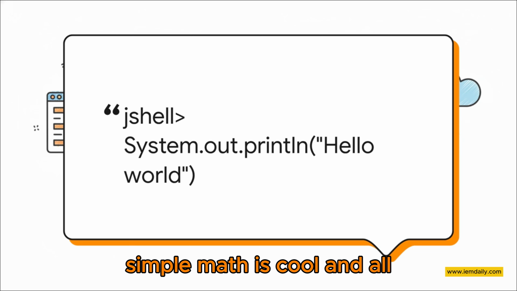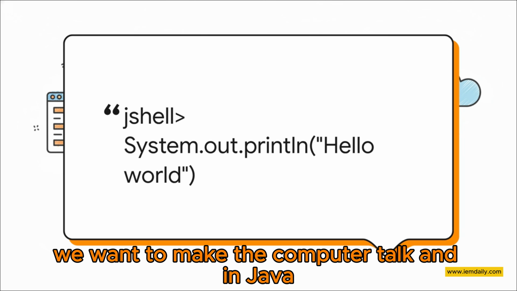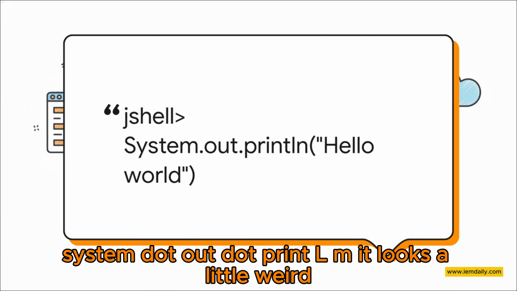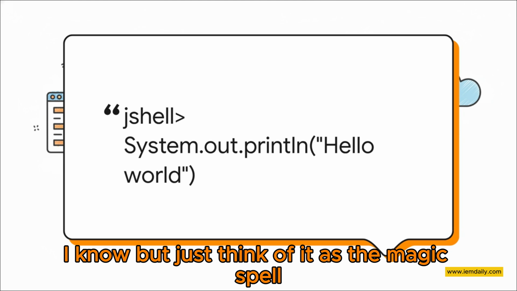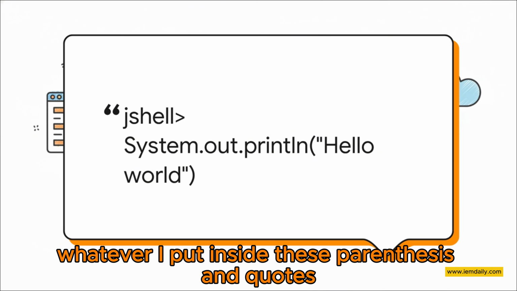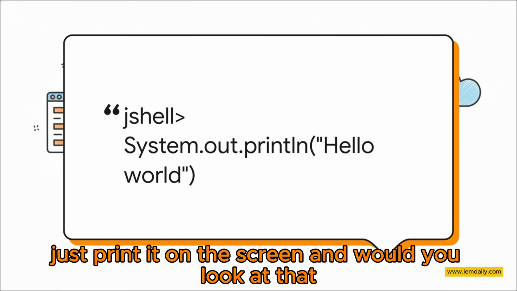All right, simple math is cool and all, but that's not why we're here. We want to make the computer talk. And in Java, the way we do that is with this command here, System.out.println. It looks a little weird, I know, but just think of it as the magic spell. It basically tells Java, hey, whatever I put inside these parentheses and quotes, just print it on the screen.